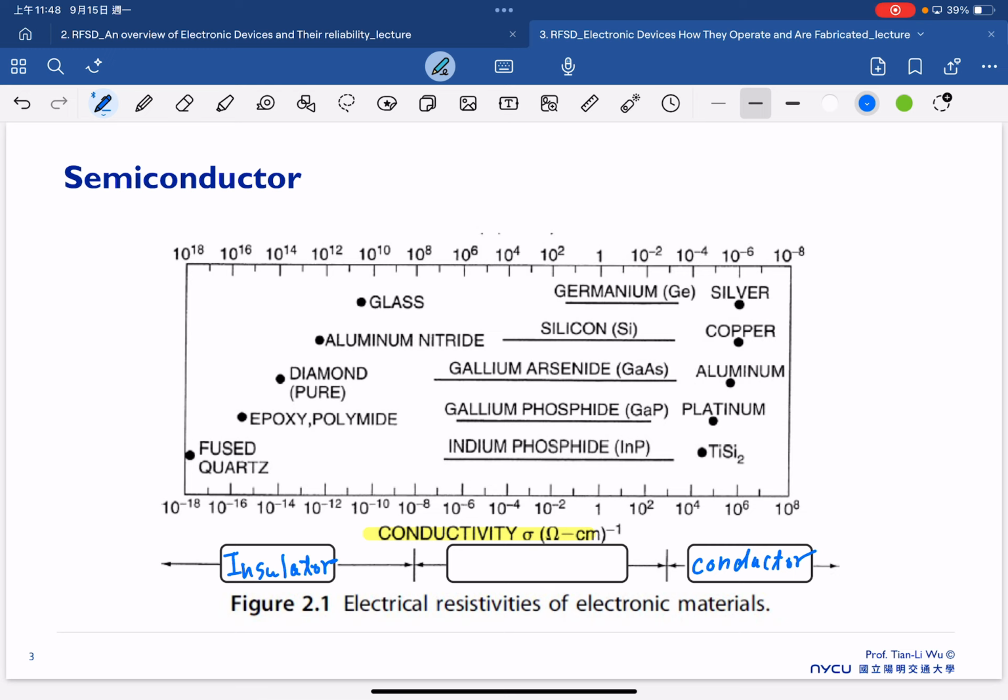So for example, the conductor could be copper, aluminum, and so on. And then the insulator can be glass, diamond, plastic. These are all insulators. And semiconductor just has a characteristic in between the conductor and insulator.